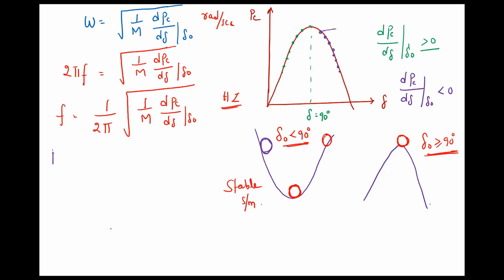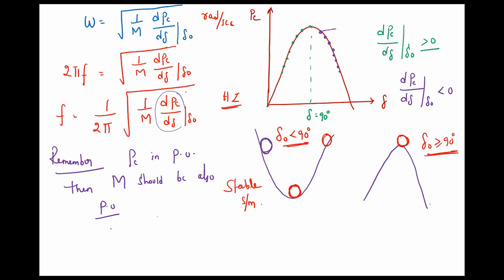But one thing you need to remember: in the above formula, if your Pe is in per unit, then your M value should also be in per unit. Understand? If dP by d delta is in per unit, then you must substitute M also in per unit to get the actual value. One should not be per unit and the other an actual value, or you will be in big trouble. Okay. So I hope you have understood. Only remember this point, the frequency of oscillation.